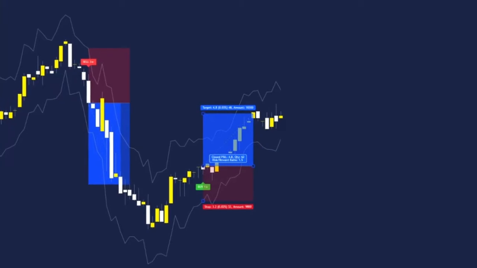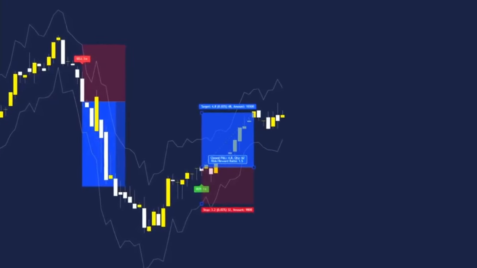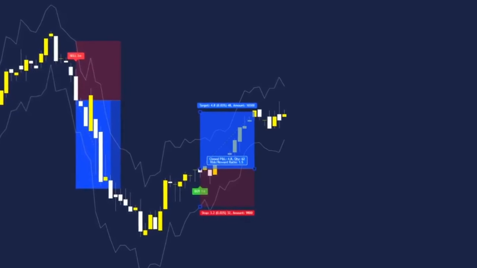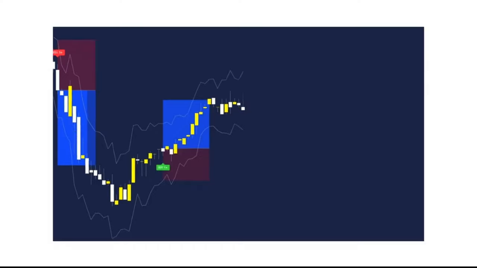And there we go, our second trade for the day and our first buy has hit our take profit of 1.5, giving us a total for the day so far of 3% on the account. Now to close off the day, we will take our third and final trade, so let's find that label.